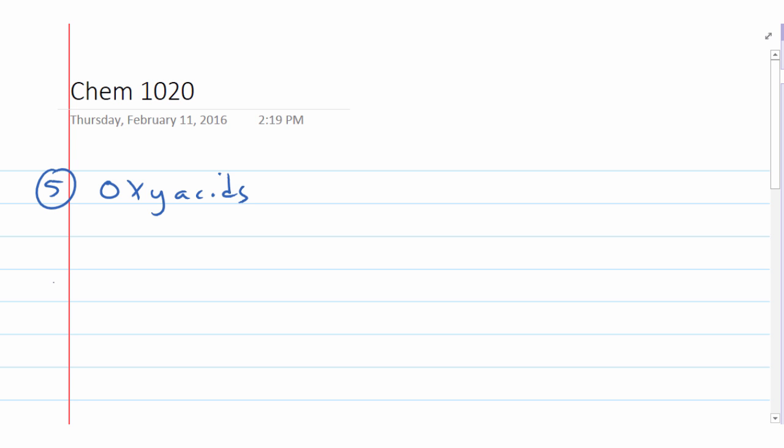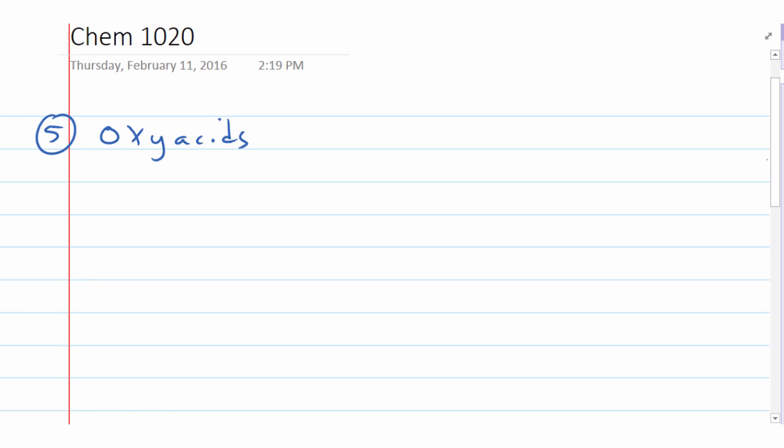Oxyacids. For many, these are the most difficult ones that we'll be naming. So if you've been struggling up till now, you'll probably struggle more, but we'll do our best to help you out with these. These always carry their acid name. In other words, we don't need to worry about whether oxyacids are dissolved in water or not. They're always named by their acid name.